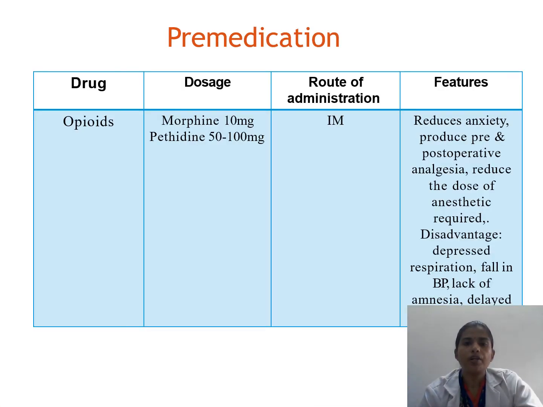What are all the pre-medications used before general anesthesia? Drugs: opioids. Dosage: morphine 10 mg, pethidine 50 to 100 mg. Route of administration: IM. Features: it reduces anxiety, produces pre and post-operative analgesia, and reduces the dose of anesthetic required. Disadvantages are depressed respiration, fall in BP, lack of amnesia, and delayed gastric emptying.